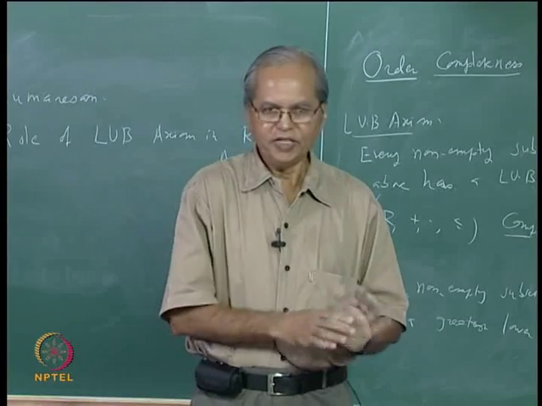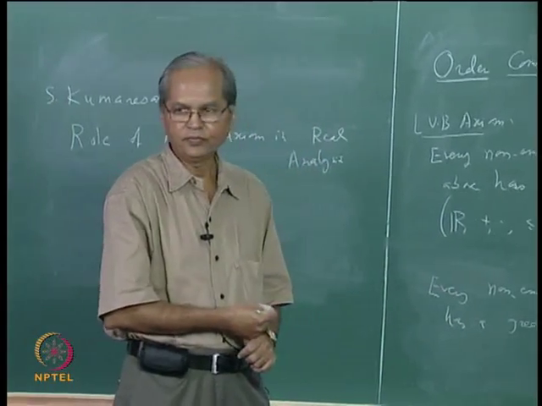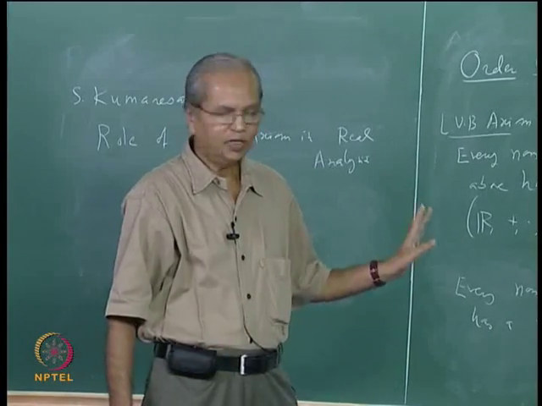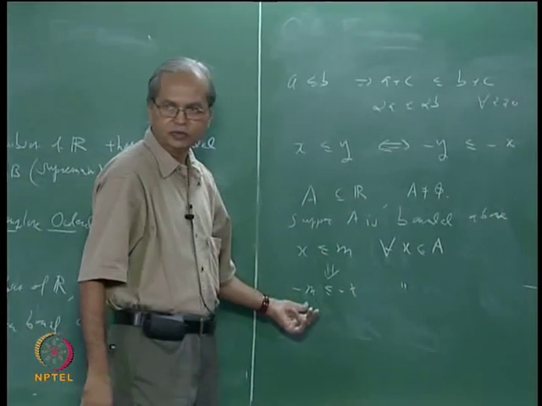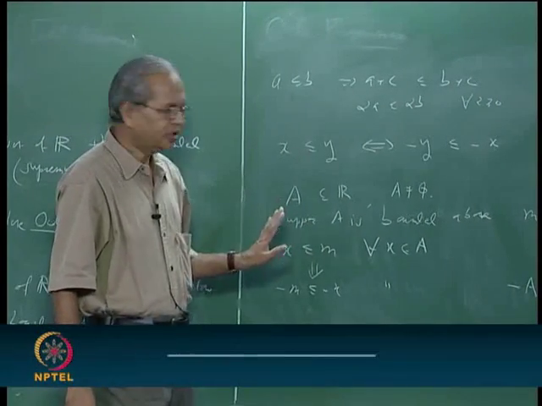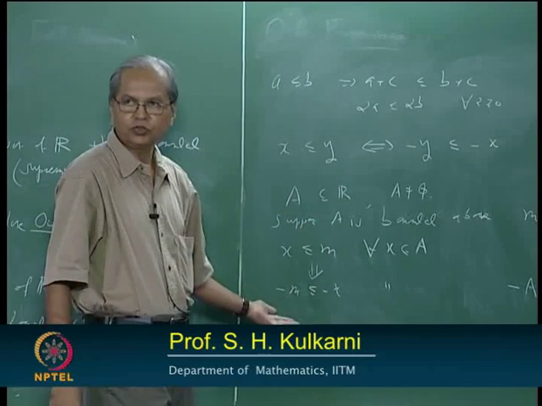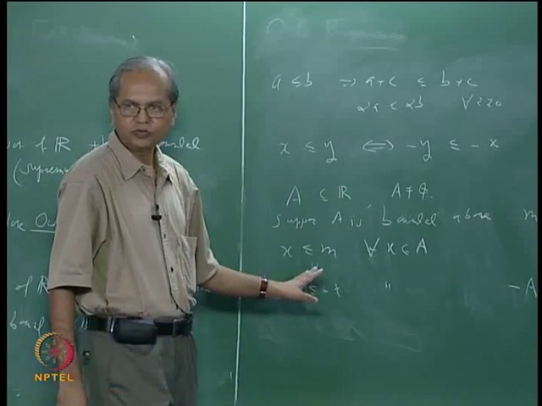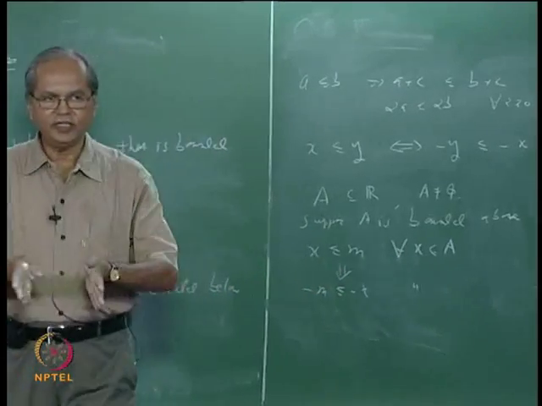If A is bounded above, what can you say about minus A? Minus A is bounded below. And if M is an upper bound of A, minus M is a lower bound of minus A. Similarly, if something is a least upper bound of A, you can show that its negative is a greatest lower bound of minus A, and vice versa. See, suppose a set A is bounded below.